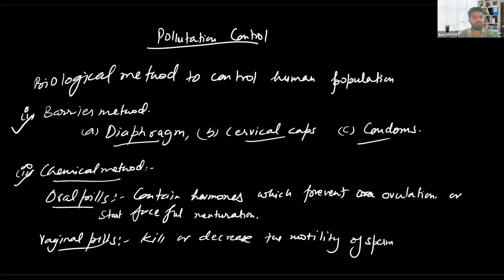The next one is the vaginal pills. The vaginal pills are inserted into the female genital tract, and they generally kill the sperm. If the sperm enters the vaginal tract, then they kill the sperm or decrease the motility of the sperm, so sperms are not able to move into the fallopian tube. So the oral pills contain hormones which prevent ovulation or start forceful menstruation, and the second one, vaginal pills, kills or decreases the motility of sperm. So note it down, the biological method.